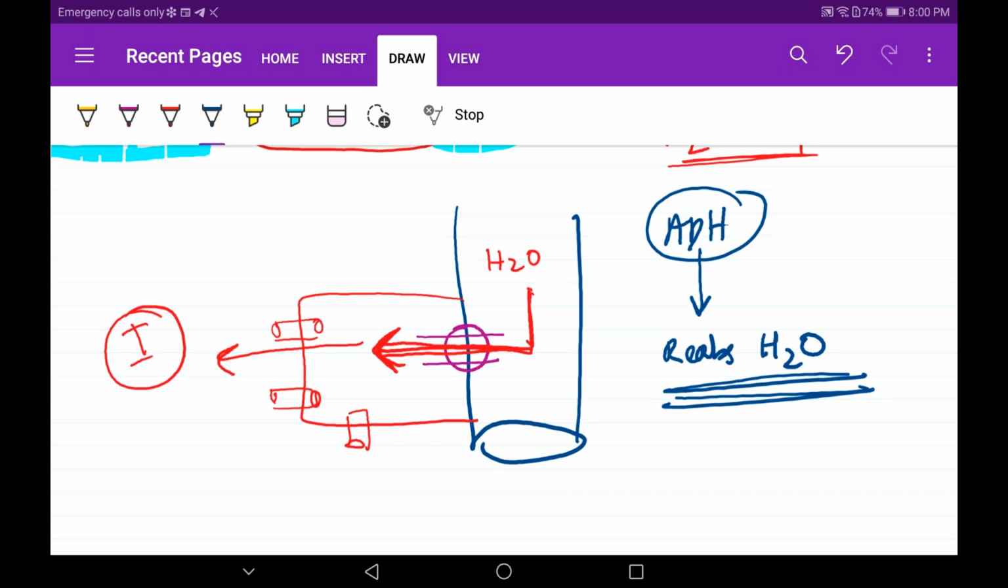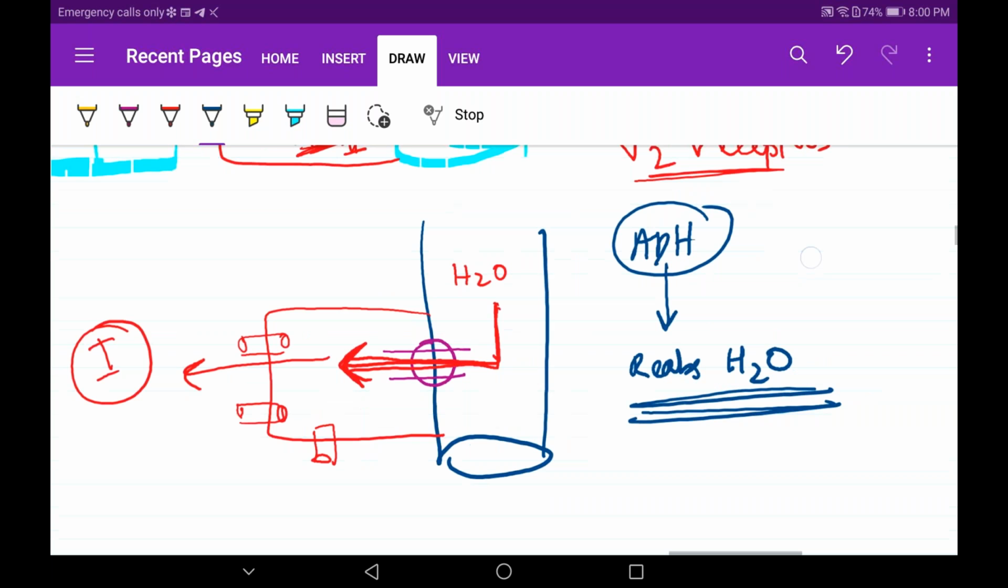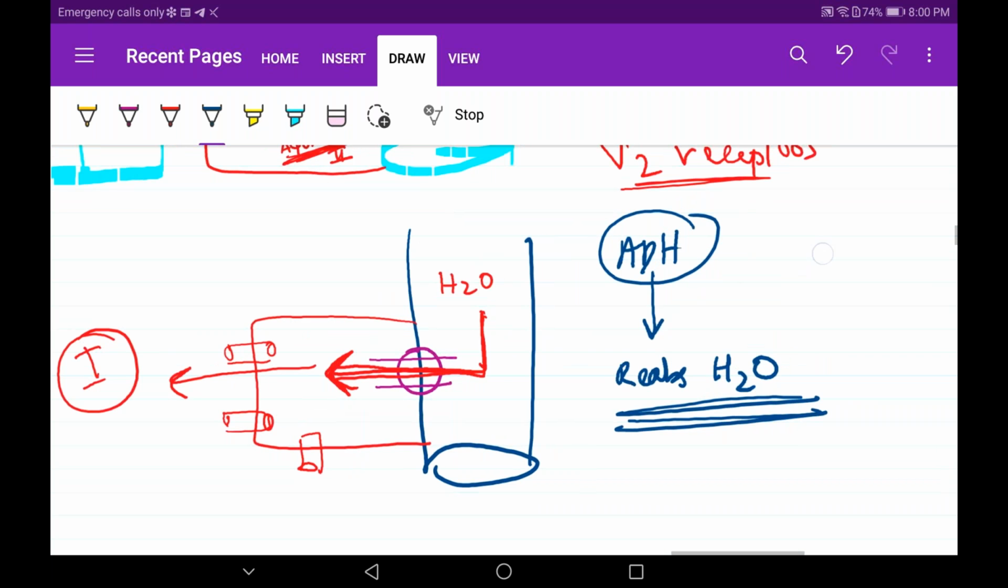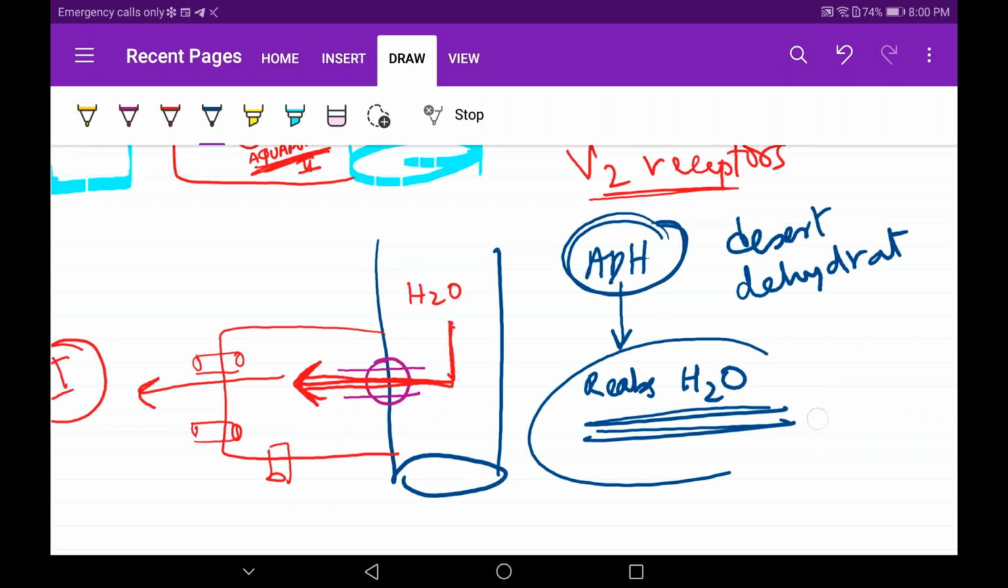What does this reabsorption of water do? Yes, deserted people or people who are dehydrated will activate these osmoreceptors. ADH will get activated. It will cause reabsorption of water because we need water for our survival. Did you understand this ADH mechanism, my friends? Khatam. Over. Nothing is there now.